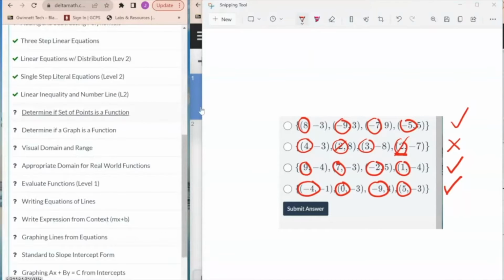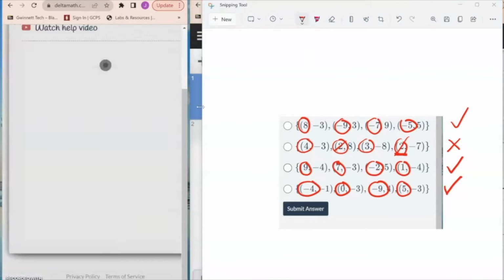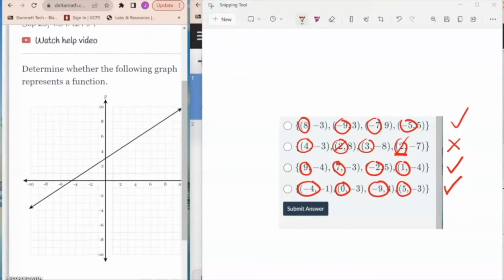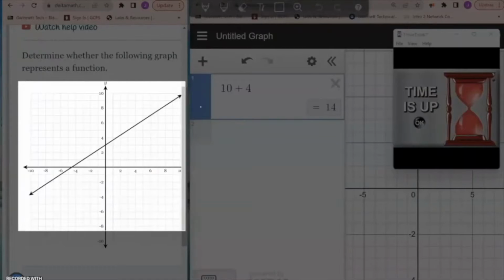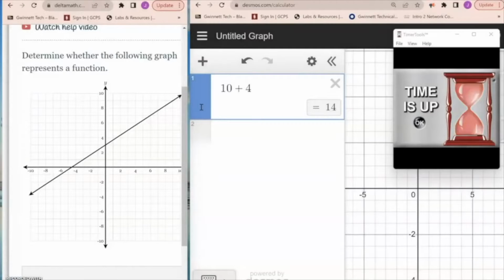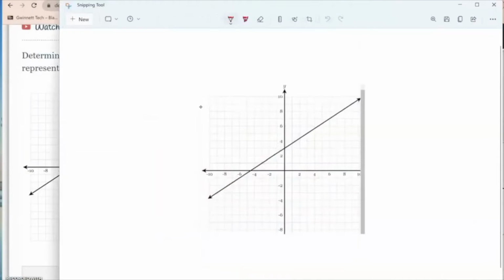All right, I'm going to go over to the next one. Determine if the graph is a function. So you're going to click on it. With a graph, you just need to do a vertical line test, or you can write points down, but nobody has time to write points down. So we're just going to do a vertical line test.